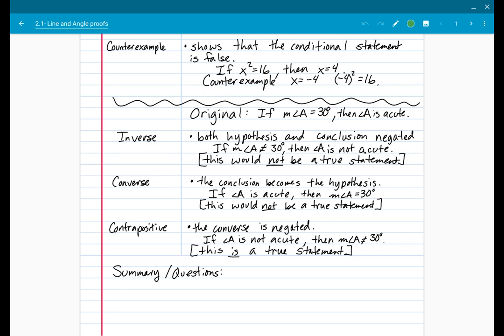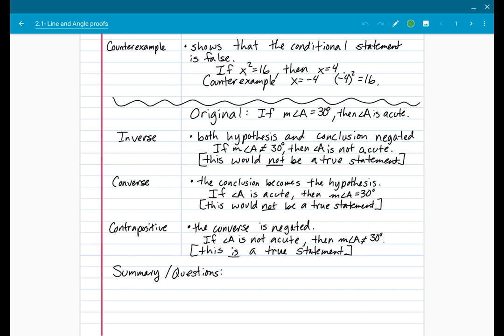So the first is an inverse. We're going to change the hypothesis and the conclusion to their opposites. So the hypothesis here is the measure of angle A is 30 degrees. Instead of that, we're going to do the opposite of that. So if the measure of angle A is not 30 degrees, and the conclusion is also going to be negated. So angle A is acute becomes angle A is not acute.